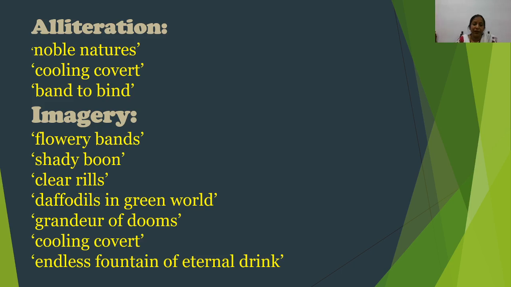Imagery. What kind of figure of speech is imagery? Whenever the poet gives a visual description through words and phrases, and just by reading them the readers can almost visualize the scene. So, flowery bands, shady boon, clear rills, daffodils in the green world, grandeur of the dooms, cooling covert. We have seen that in cooling covert there is another figure of speech, alliteration. But as far as this context is considered, presenting a visual description, it is the use of imagery. Then, endless fountain of immortal drink.